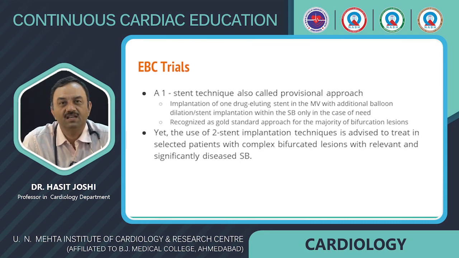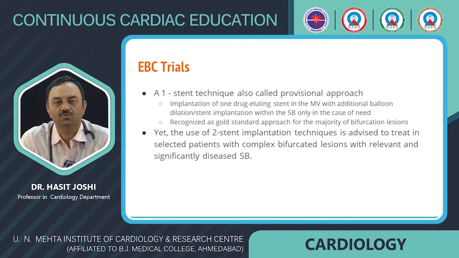Now there is a European Bifurcation Club which tries to uniformize the stenting technique, and there are EBC trials carried out where provisional stenting, or one stent technique, is called the provisional approach. It is the implantation of one drug-eluting stent in the main vessel with additional balloon dilatation or stent implantation of the side branch only in case of need. It is recognized as a gold standard. However, the two stent implantation technique is advised to treat selected patients with complex bifurcated lesions with a relevant and significantly diseased side branch.